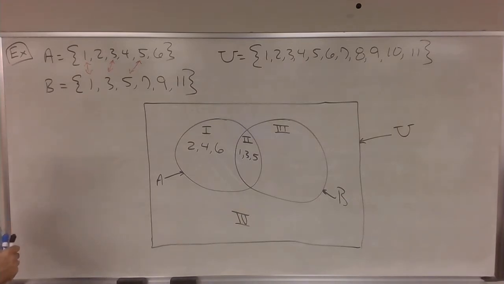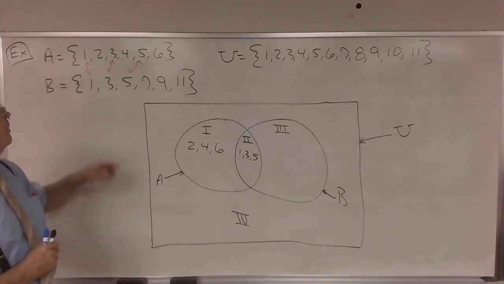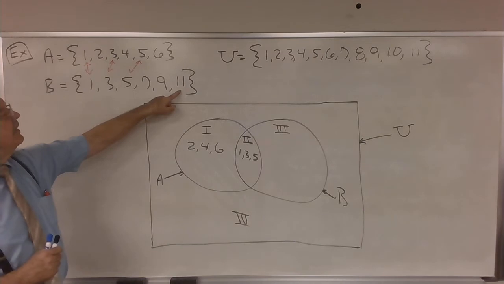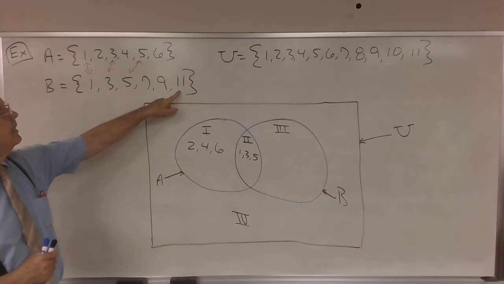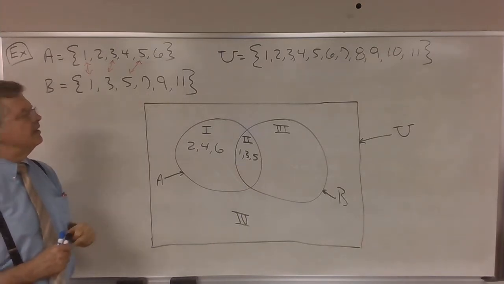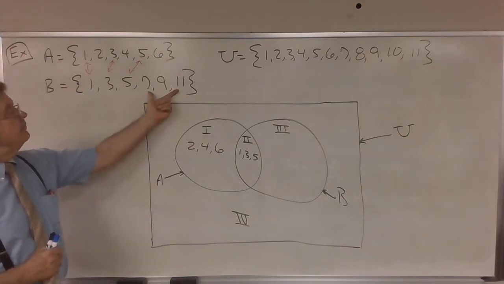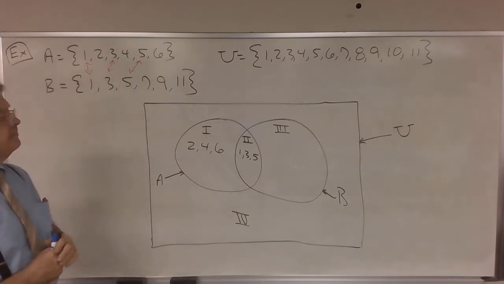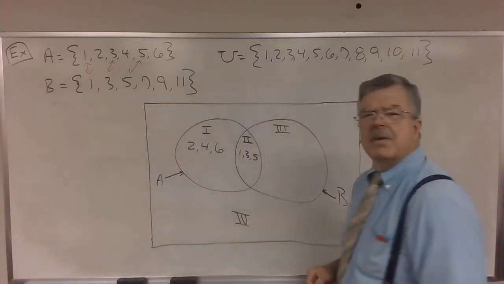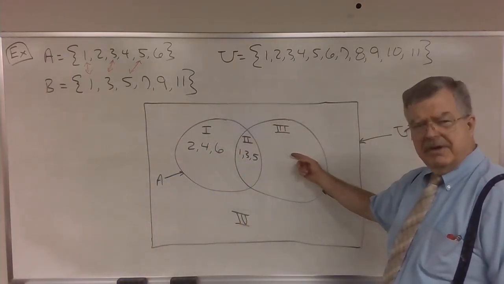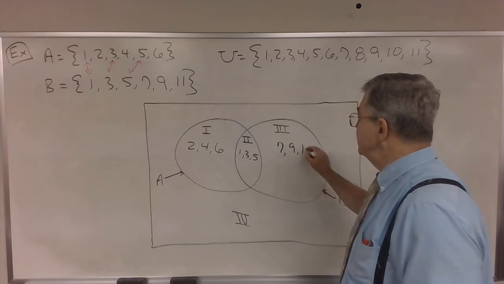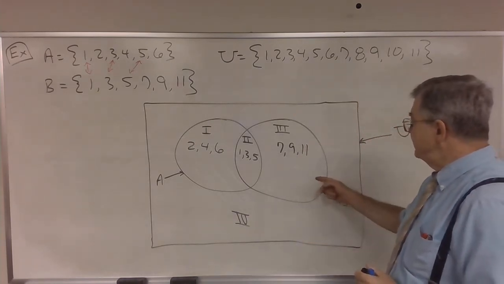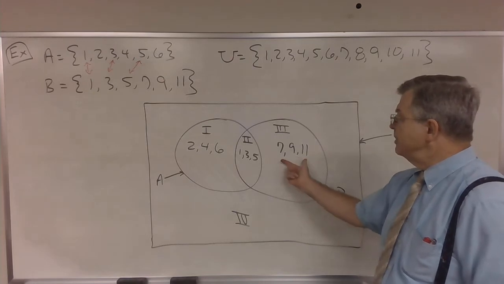Now, let's take a look at set B again. Elements 7, 9, and 11 are in set B, but these elements are not in set A. So where do we put these elements in our Venn diagram? If they're in set B, but they're not in set A, where do they go? Maybe right here. So here's 7, 9, 11. They're in set B, but they're not in set A, so we put them in region 3.